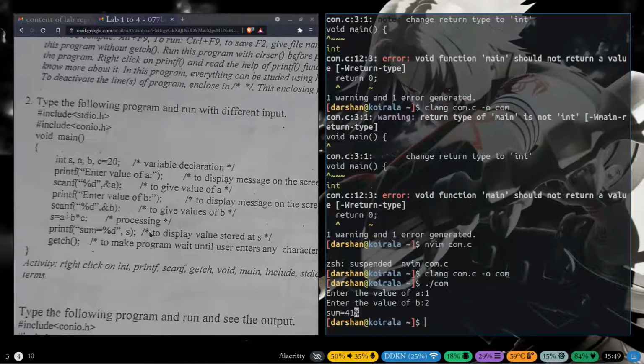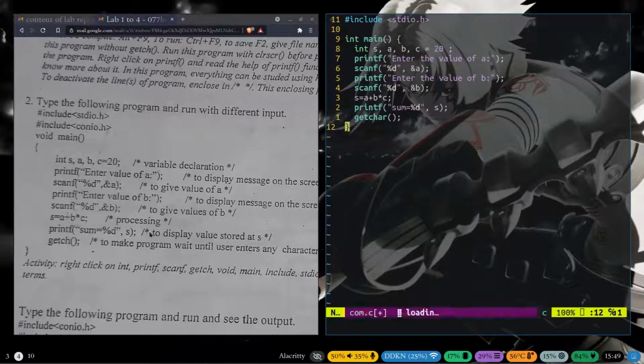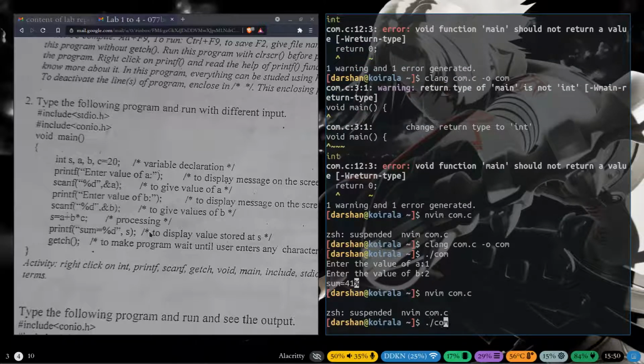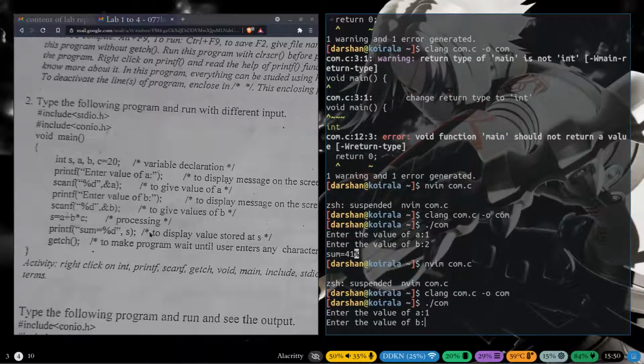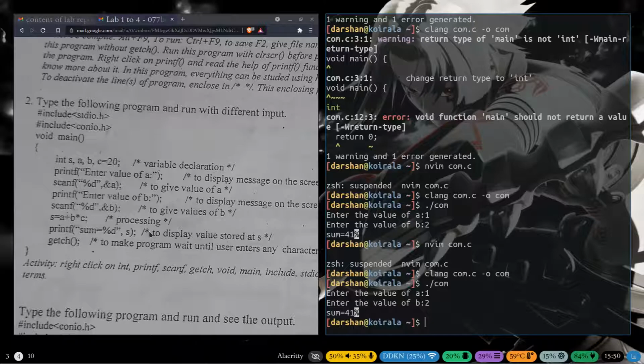1, 2, 41. Why it is giving that percentage sign, I do not know. Let me remove that and test it again. That is just a kind of termination symbol, I suppose. That is 41. So it is 1 plus 2 into 20. 2 into 20 is 40, and it is 41. Okay.